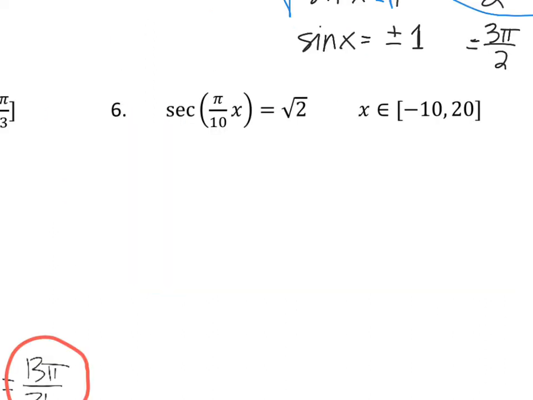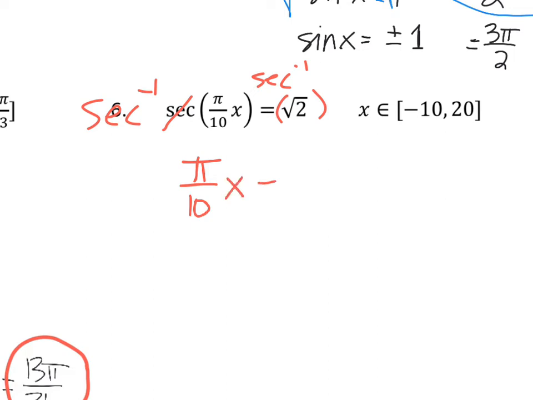The first step here is to get rid of secant, and we do that by taking the inverse secant. So we're going to inverse secant both sides. Okay, that's how we get rid of the trig. So now we have this pi over 10 times x equals. Okay, so now we turn our brains on for real.